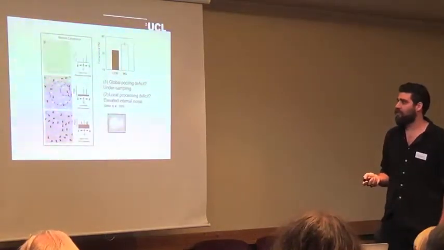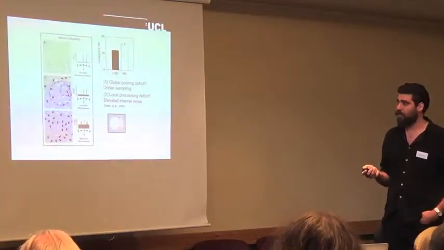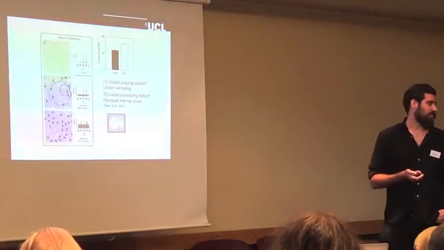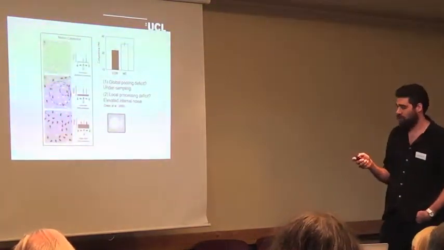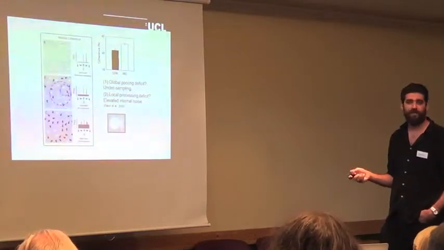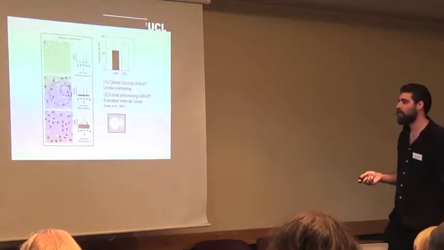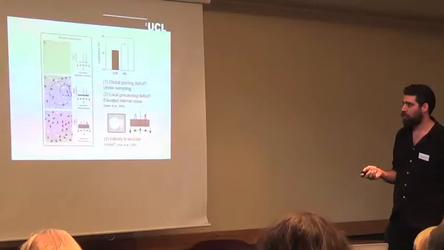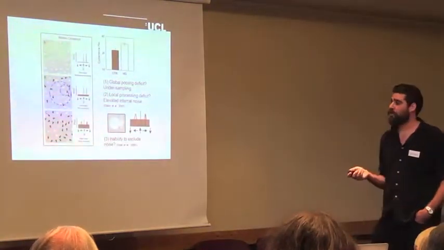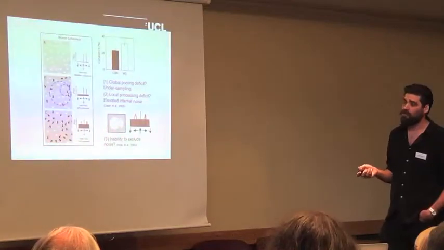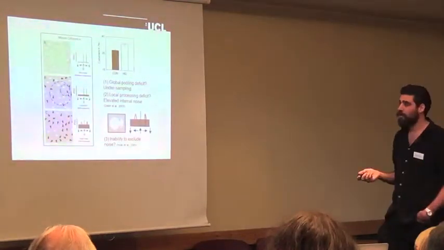However, it's been suggested you could also get elevated coherence thresholds if you had a local processing deficit, if you had elevated internal noise like we'll be discussing today. So in other words, if you had a poor estimate of individual directions of motion. But also, what has recently been suggested is that you might also get elevated coherence thresholds if you were poor at segregating the signal from the noise.